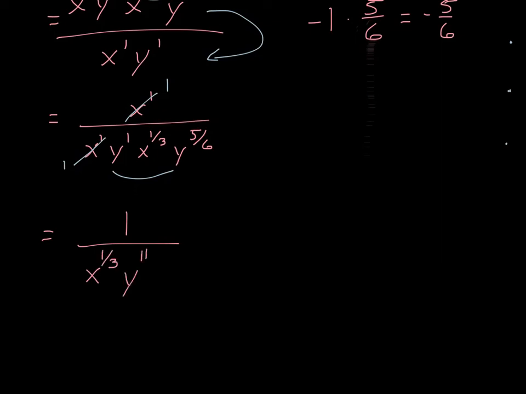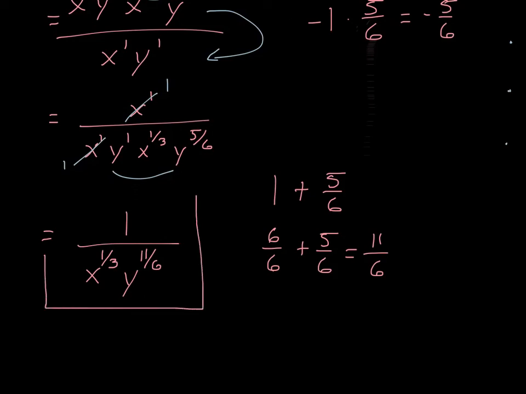11/6. And where this 11/6 came from, again, what I'm doing is adding this 1 and this 5/6. And so I'm turning the 1 into a 6/6 plus 5/6, adding the numerators, keeping the denominator. I get my 11/6. And this is my answer. Since I have no negative exponents anymore, and I've combined all my common bases, I am completely simplified.